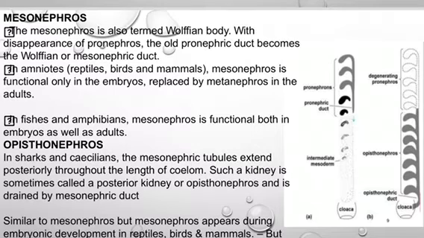In amniotes like reptiles, birds, and mammals, the mesonephros is functional only in the embryos, replaced by metanephros in adults. So in humans, for example, you have mesonephros only in the embryos. By the time the individual is born, and in all of us adults, you have metanephros. What about the fishes? Fishes and amphibians have mesonephros functional both in the embryos as well as in the adults. So I hope you are appreciating the differences we have.